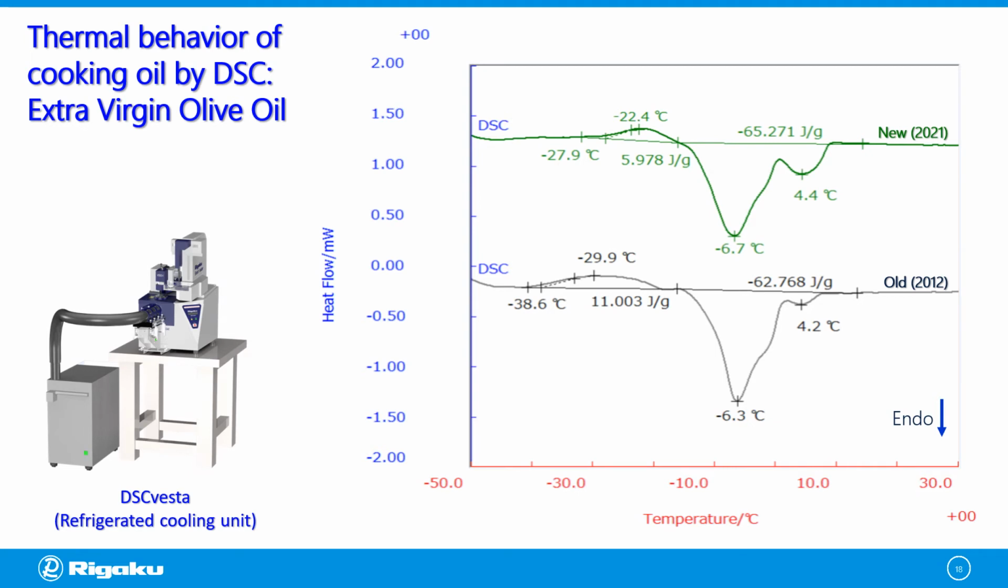We have also compared the thermal behavior of a new and a 9-year-old olive oil stored in a dark bottle at room temperature. The green curve is a new oil, which is characterized by an exothermic peak near minus 22 degrees centigrade due to the rearrangement of metastable crystals to a more stable form, continuously followed by melting of two different crystalline structures. Comparing this with a 9-year-old olive oil, we can see the difference in onset temperatures, peak forms, as well as melting enthalpy.